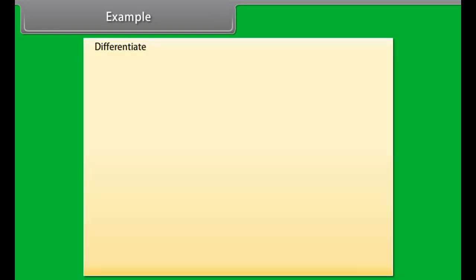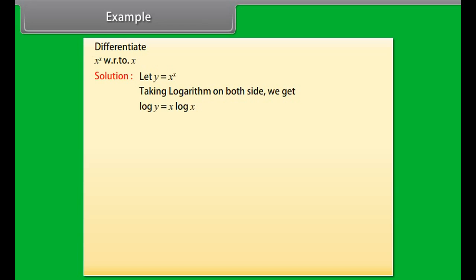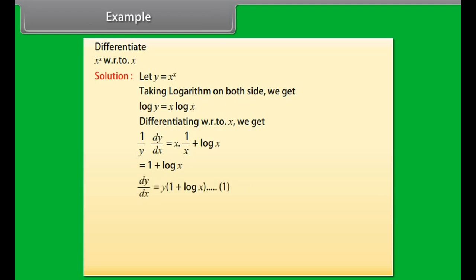Example: differentiate x raised to the power x with respect to x. Solution: let y is equal to x raised to the power x. Taking logarithm on both sides, we get log y is equal to x into log x. Differentiating with respect to x, we get 1 by y into dy by dx is equal to x into 1 by x plus log x is equal to 1 plus log x. So dy by dx is equal to y into 1 plus log x. Name it as 1. As we know that y is equal to x raised to the power x, put the value of y in equation 1. dy by dx is equal to x raised to the power x into 1 plus log x.